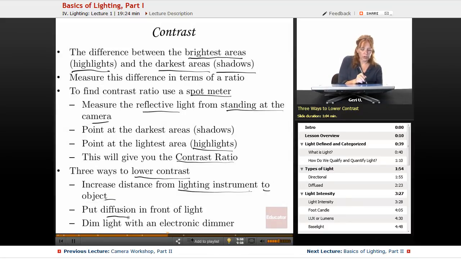You could also put diffusion in front of the light, or another thing is to just dim the light with your electronic dimmer. Now, one thing to think about with dimming lights is that every time you do that, you're going to change the actual color temperature of the light. We're going to talk about color temperature in a bit. But that can create some problems in terms of having mixed light sources if they all have different color temperatures. But if you're just dimming it a little bit, you may not be shifting the color temperature too much, and that can be a good thing.